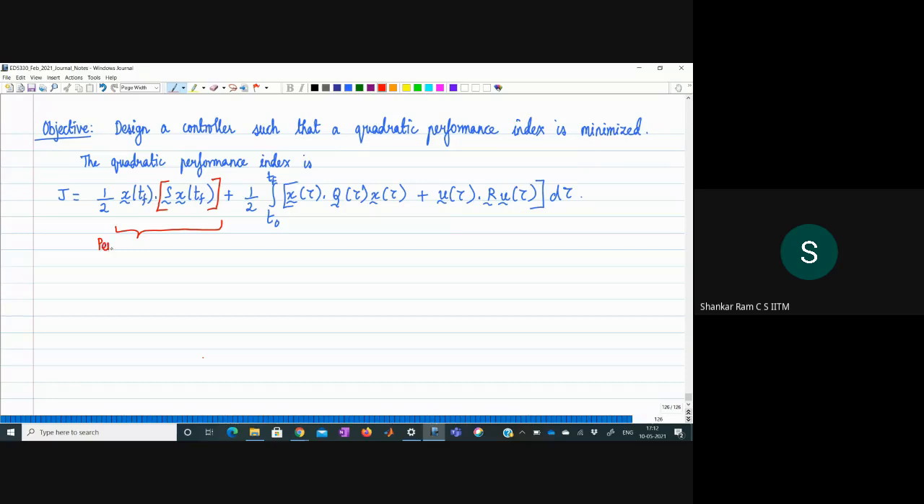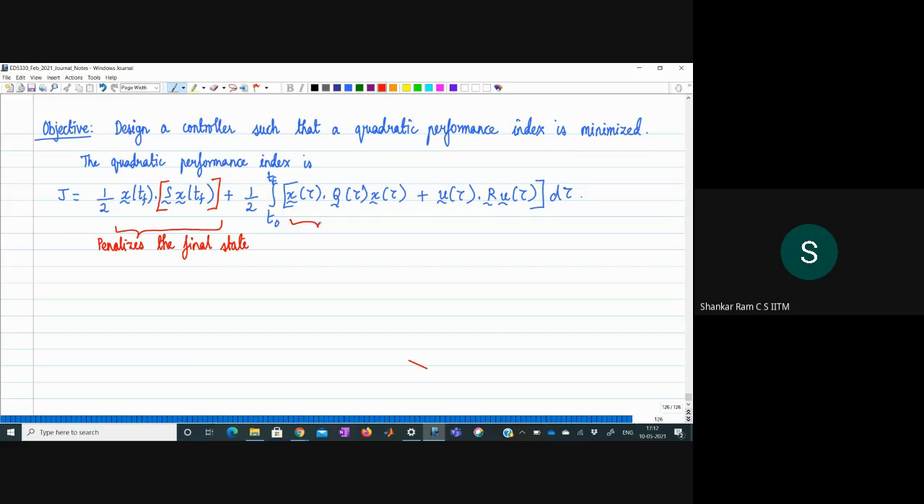So this term penalizes the final state. In case I'm not able to take the errors in that example to zero, out of the equilibrium state, I have to pay a penalty. That's what the first term signifies.